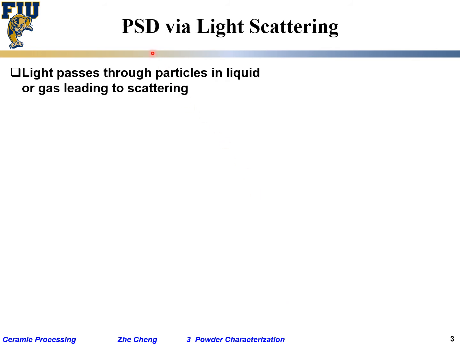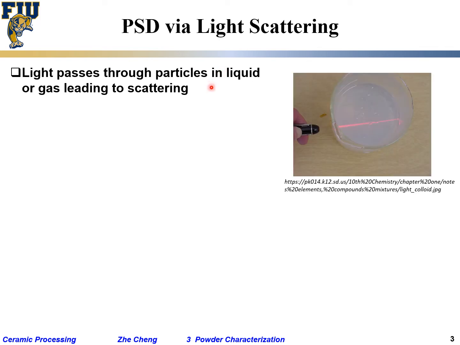Other than sieving, people can get a PSD, particle size distribution, very important, by some other techniques, such as, very commonly, light scattering. This is actually used a lot. Visible light passes through particles in liquid suspension, leading to scattering.